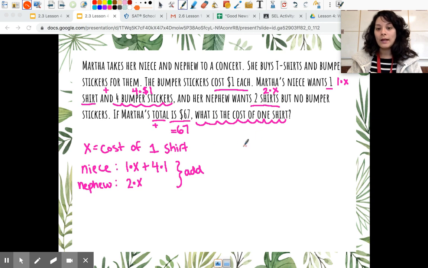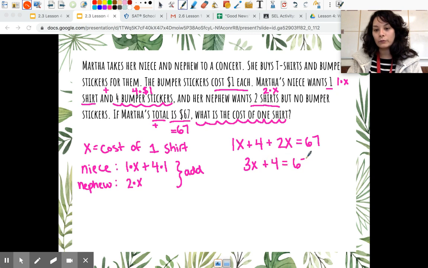So I'm going to take 1x, or I can just write it as x. Remember, there's an invisible 1 there, plus 4 times 1, which I can just do right now. That's going to give me 4, plus what the nephew got, which is 2 times x, or just 2x. This has to equal 67. I don't see parentheses, so I don't have to distribute for this one, so I'm ready to just combine my like terms. 1x plus 2x gives me 3x, and then I bring that plus 4 down for the ride.